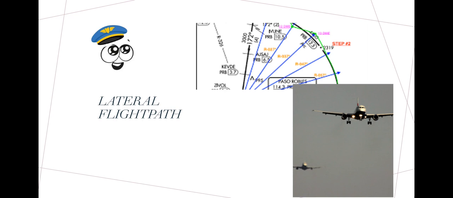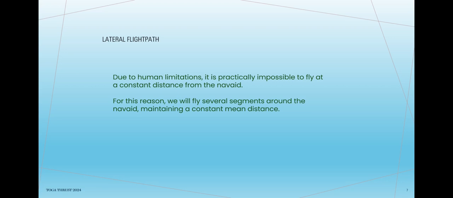Lateral flight path. Due to human limitations, it is practically impossible to fly at a constant distance from the navaid. For this reason, we will fly several segments around the navaid, maintaining a constant mean distance.